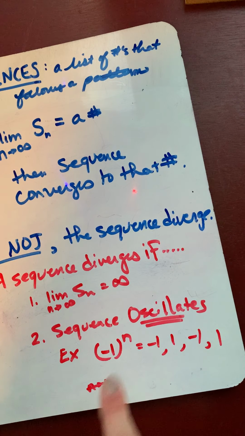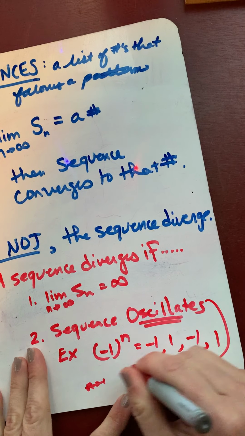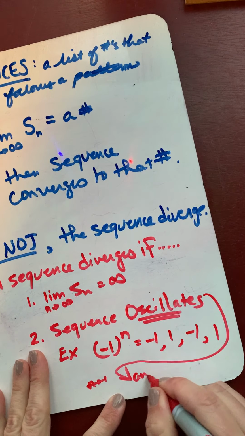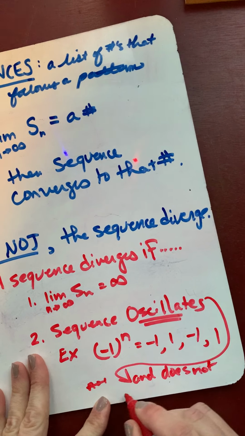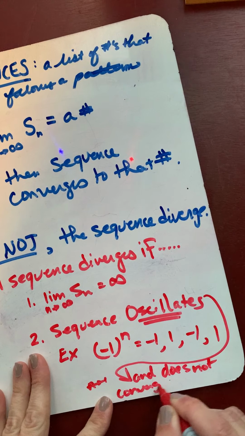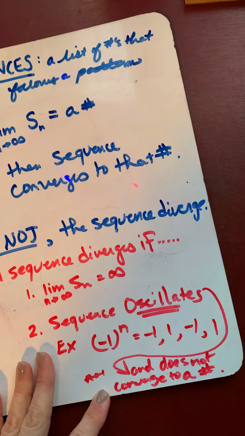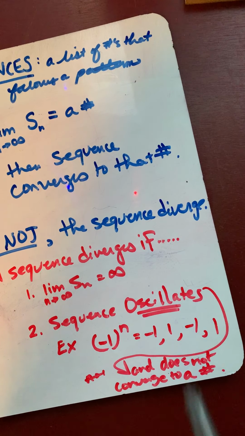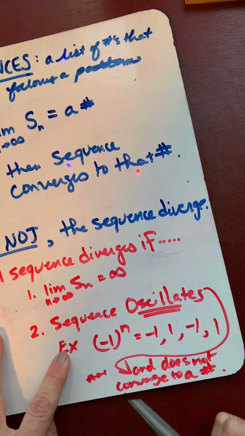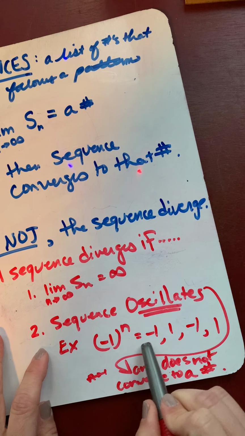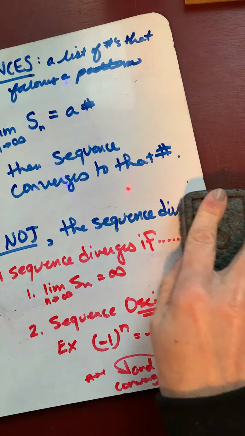So I should say the sequence oscillates and does not converge to a number. I say that because there's an exception. We can have an oscillating sequence that converges. We can have a sequence that goes positive, negative, but does converge. It would look like this.